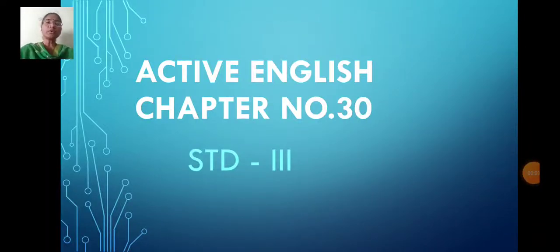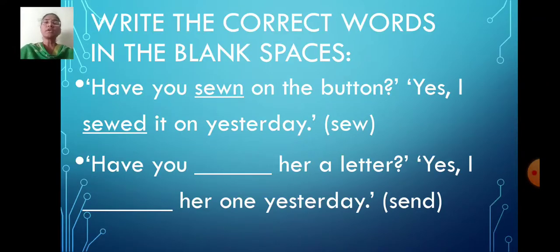Today I'll continue with Active English, chapter number 30. So let us begin with write the correct words in the blank spaces. Children, here you are given the verb in the bracket. Can you see the verb given in the bracket at the end of the sentence? Sew. Okay. So you are supposed to write its past participle form in the first blank. And in the second blank, it's past tense.